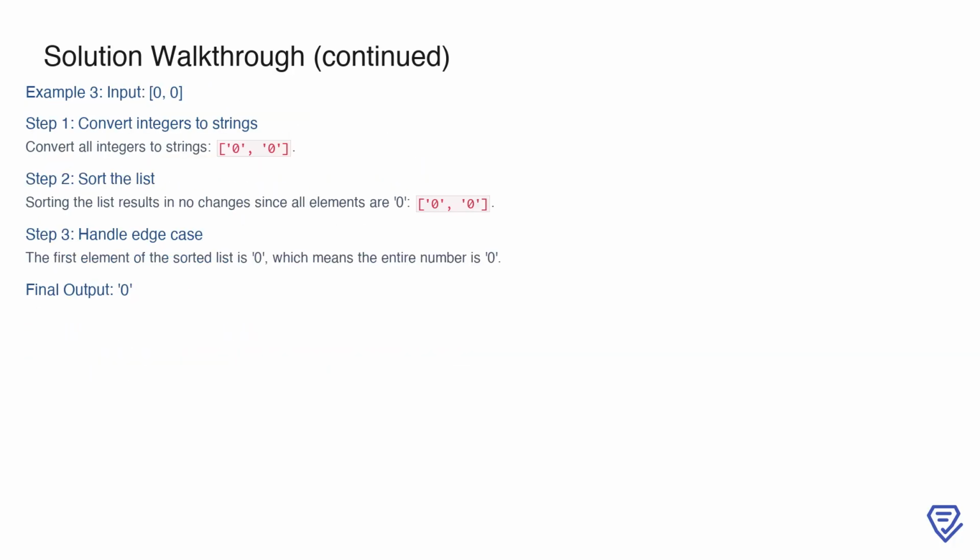For the final example, the input is 0, 0. As before, we first convert all integers to strings, resulting in the list "0", "0". Sorting this list doesn't change the order since all elements are identical. The sorted list remains 0, 0. Now, we check the edge case where the first element is 0. In this scenario, the first element is indeed 0, which means the entire number formed by concatenating the elements will also be 0. Therefore, the final output for this input is simply 0.